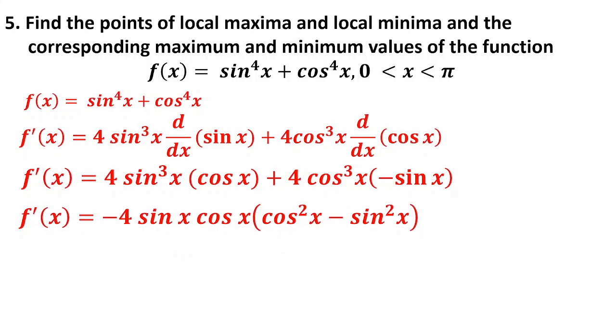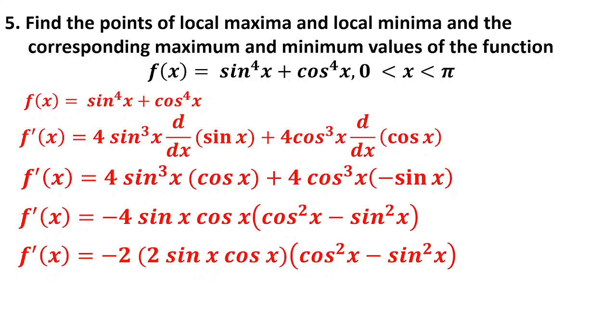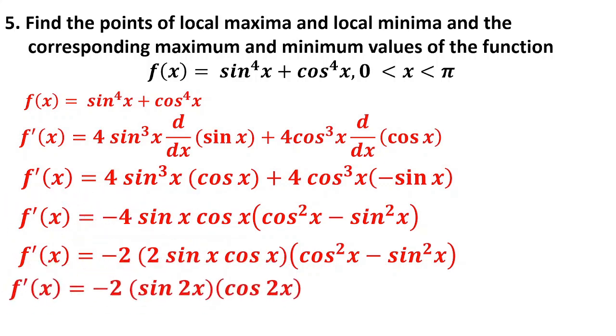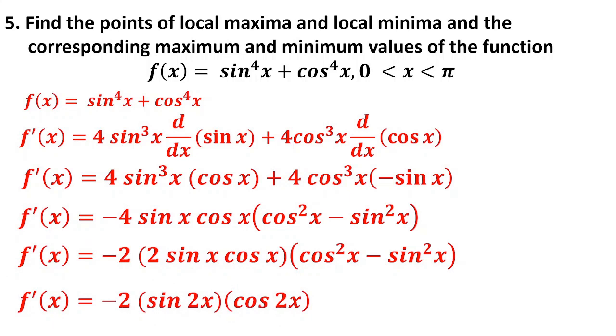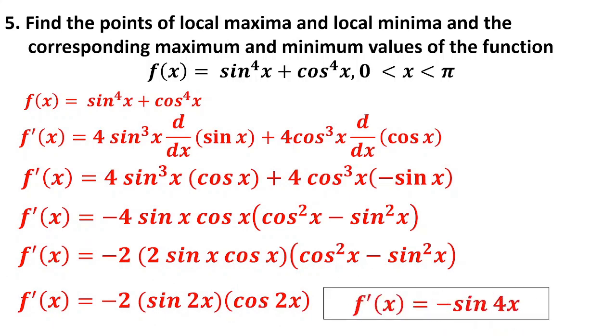Take it out. Cos square x minus sin square x. It is minus 2 into, I am writing 4 sin x cos x as 2 into 2 sin x cos x, and cos square x minus sin square x. You know the formula: sin 2x is 2 sin x cos x, and cos square x minus sin square x is cos 2x. I continue. This is minus sin 4x. You see how this f dash of x is simplified. Otherwise, you cannot find the critical points. However, please note down the simplifications.